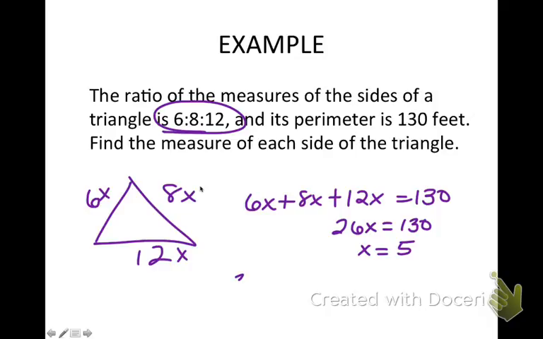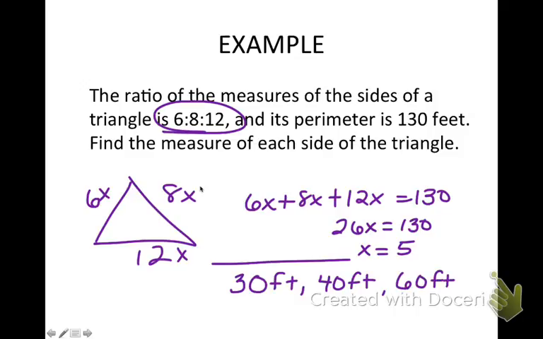So that means my side length, 6 times 5 is 30 feet. 8 times 5 is 40 feet. 12 times 5 is 60 feet. So those would all reduce down to the ratio of 6, 8, and 12. And those add up to 130.